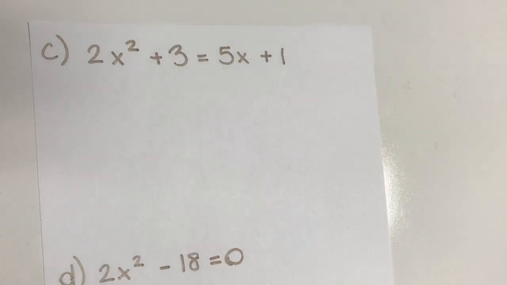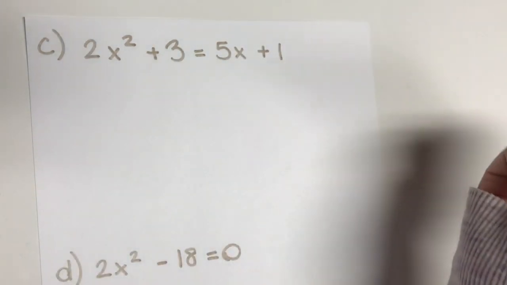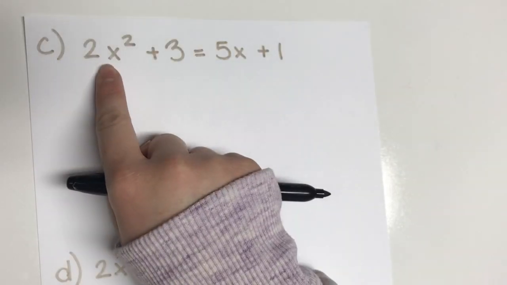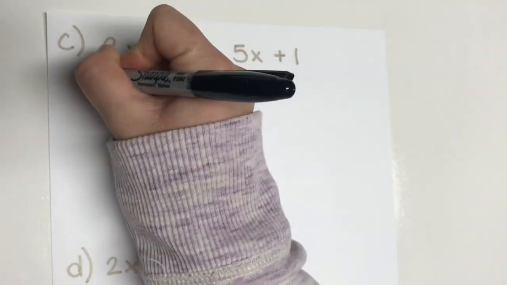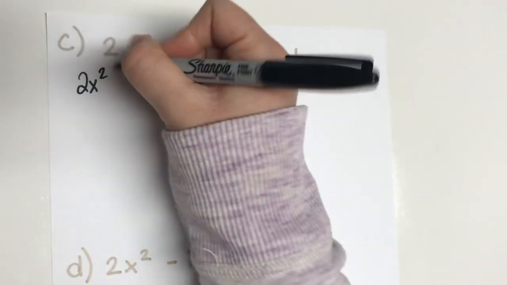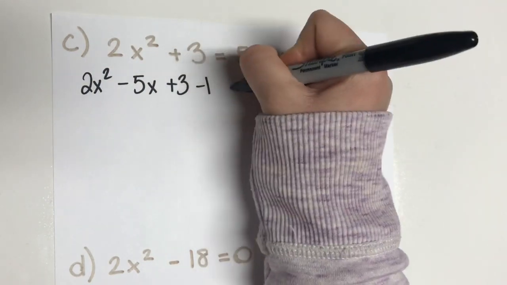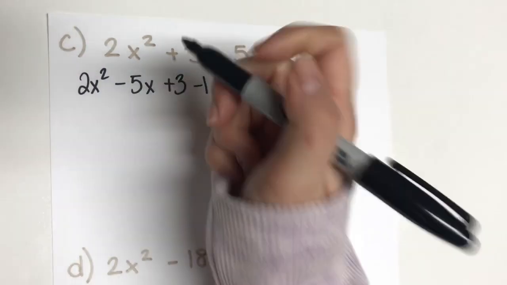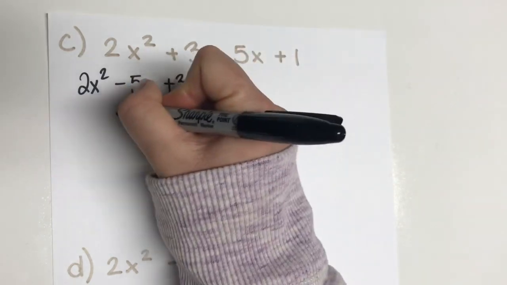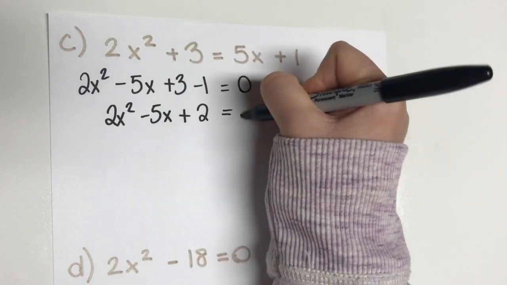Okay, this one is not factored for us, so it's going to require a little bit more work. What we're going to do is bring everything over to the left side of the equation, so that this number is positive. So I'm going to bring this over, and that'll give me 2x squared minus 5x plus 3 minus 1 is equal to 0. There's nothing left on the other side. And I'm going to simplify, 3 minus 1. So 2x squared minus 5x plus 2 is equal to 0.